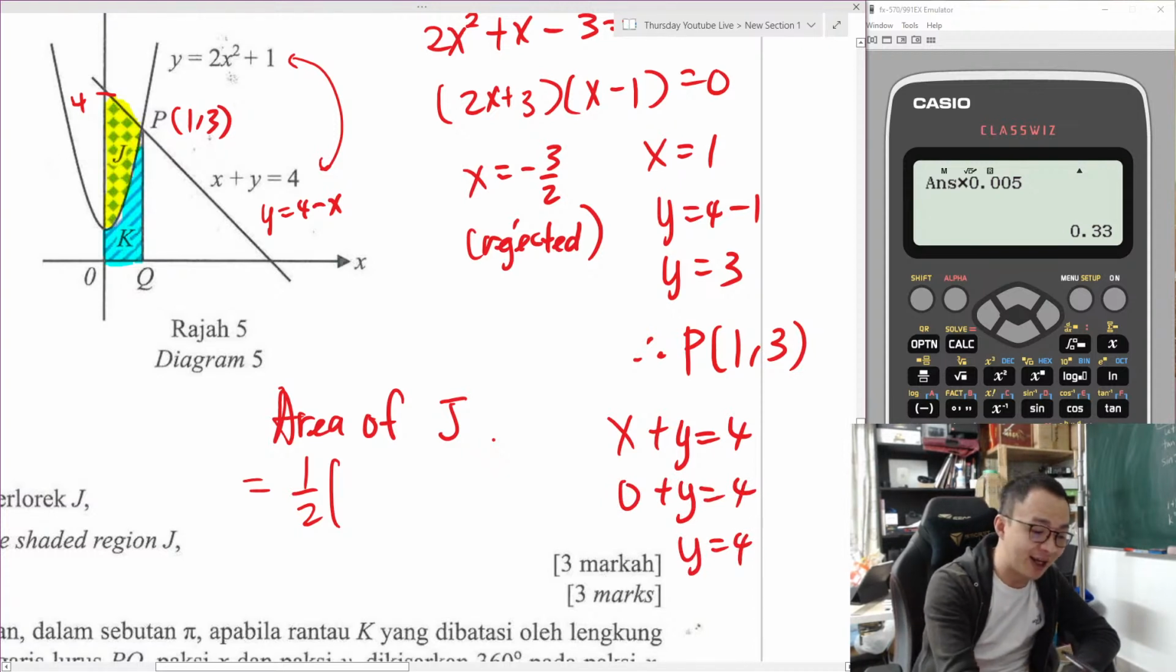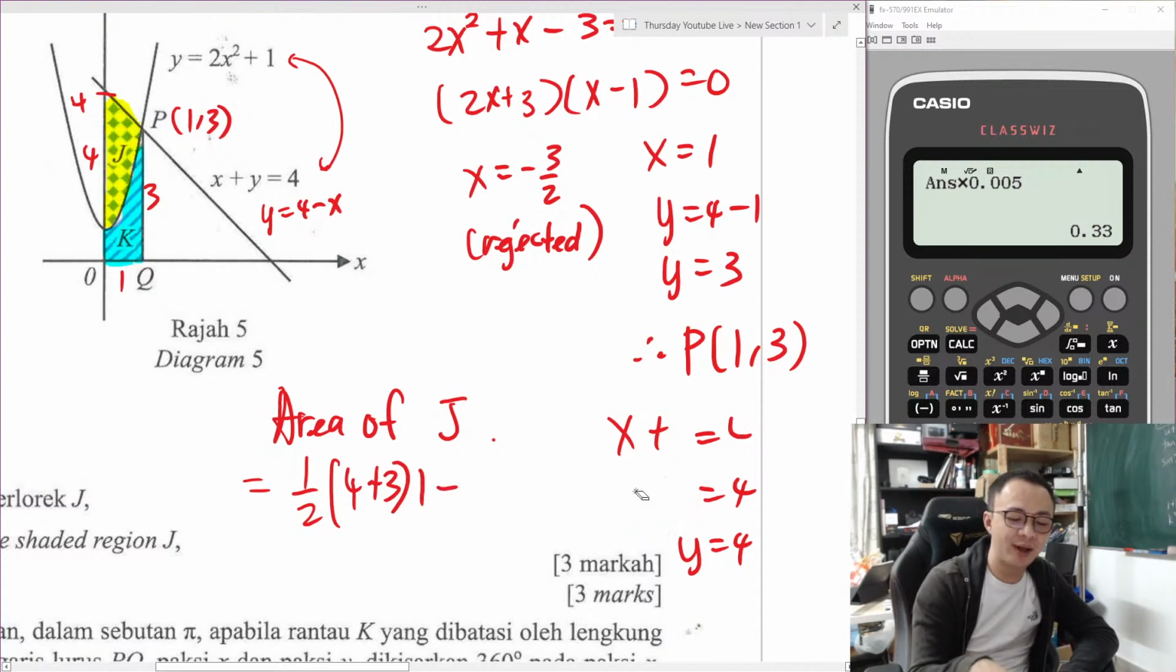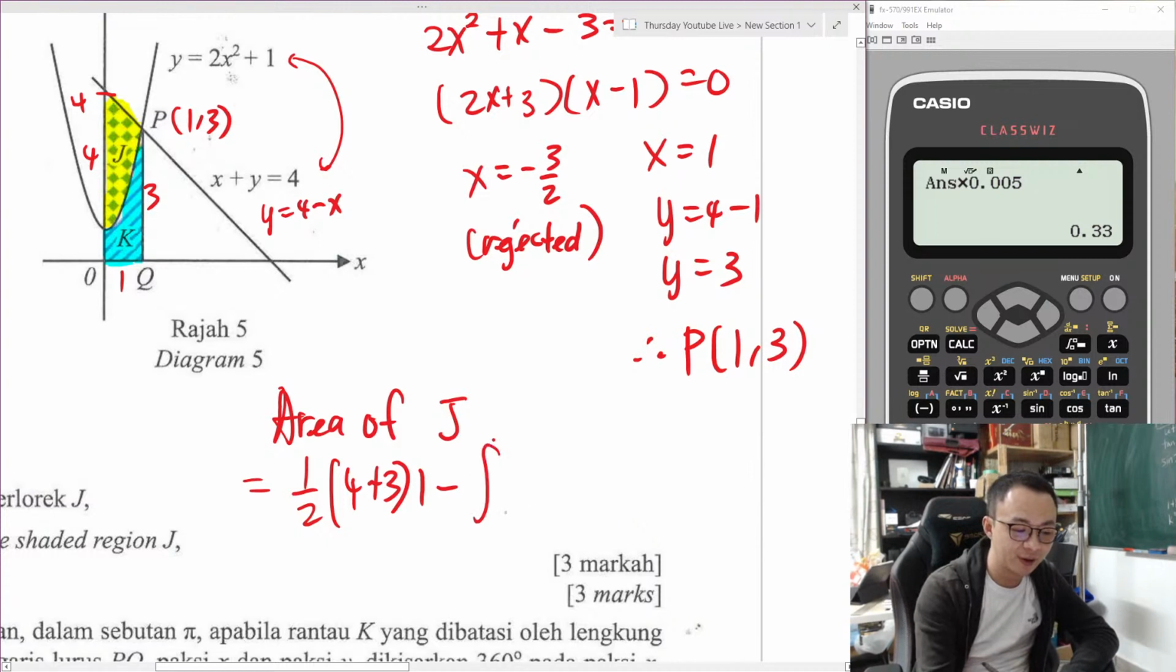So, this length here is 4, this length here is 3, and then here is 1. So it's half of 4 plus 3, multiply by 1, the trapezium. Okay, and then minus, I want to integrate the curve from 0 to 1. The curve for that one, which is 2x squared plus 1 dx.